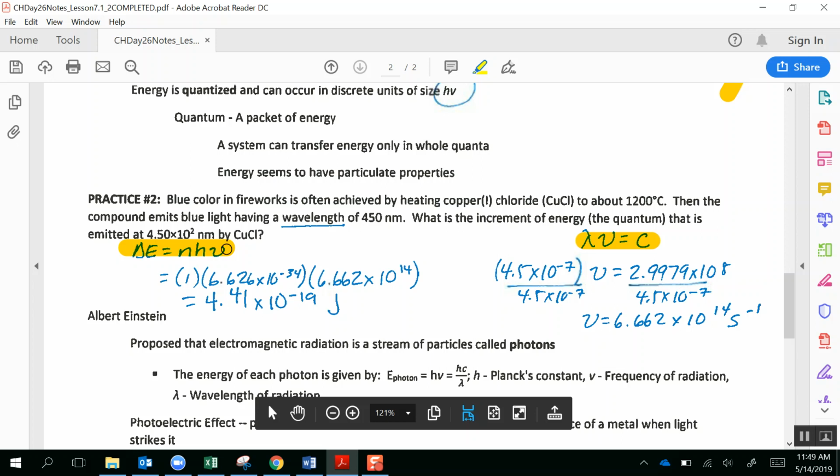Then the compound emits a blue light having a wavelength of 450 nanometers. What is the increment of energy, that quantum, that is emitted at 4.50 times 10 to the 2 nanometers? So again, we had to turn our 450 nanometers into meters, so that's there. And then we used the speed of light, and we got a frequency of 6.662 times 10 to the 14th. Plug that in over here, took it times Planck's constant, and then it wants to know the increment. So we're just going to say there's one energy level, so that's where we're going to put a 1 in there, and we're going to calculate it as 4.41 times 10 to the negative 19 joules.